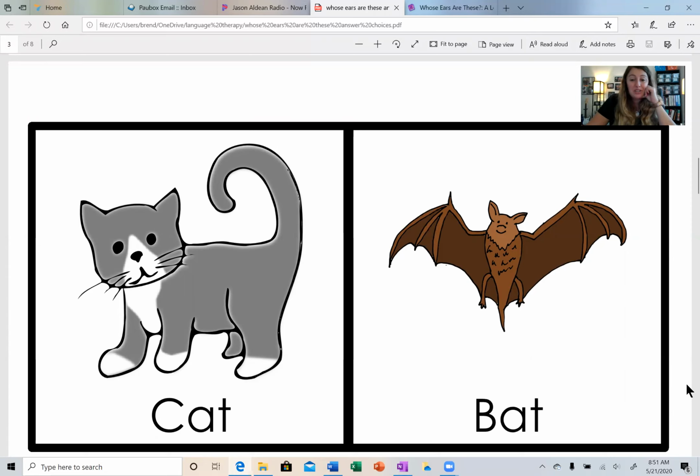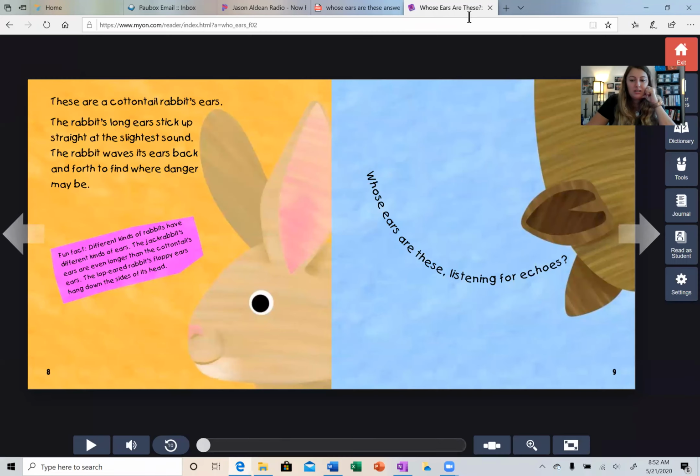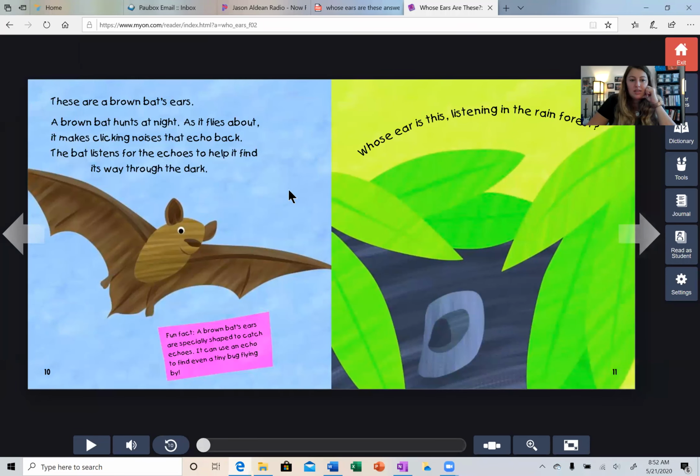Okay. So pause the video if you need more time. I'm going to go back to the story and give you the answer. Let's see what it is. These are a brown bat's ears. So whoever said bat, you were right. A brown bat hunts at night. As it flies about, it makes clicking noises that echo back. The bat listens for these echoes to help find its way through the dark.